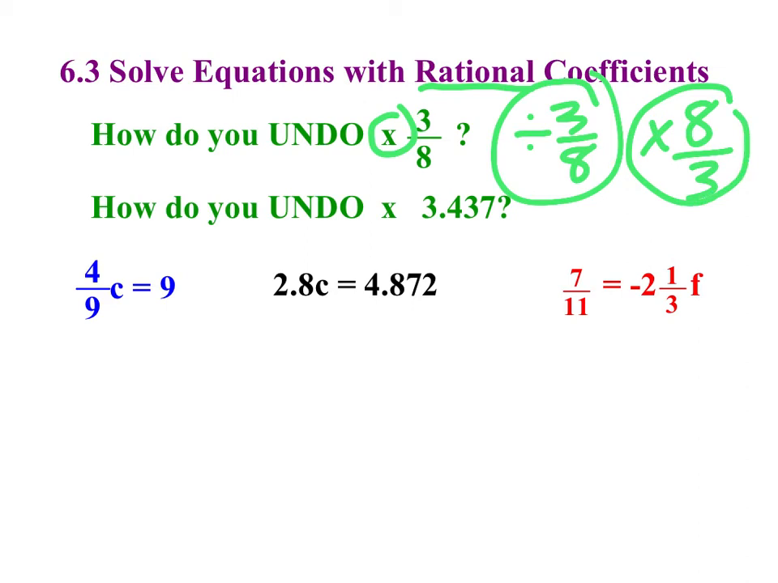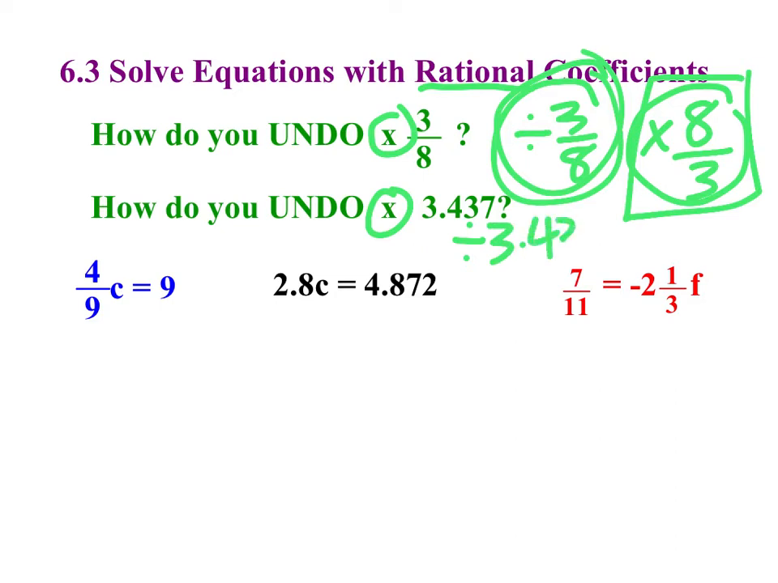Of course, if you're in a calculator, you can just go ahead and divide by 3/8. But if you're doing it by hand, how would you divide by 3/8? You would multiply by 8/3. How do you undo times 3.437? Well, again, it's the operation that changes. You divide by 3.437. And I'm not even sure why this is an entire lesson, because basically it's the same thing that you do with any coefficient.